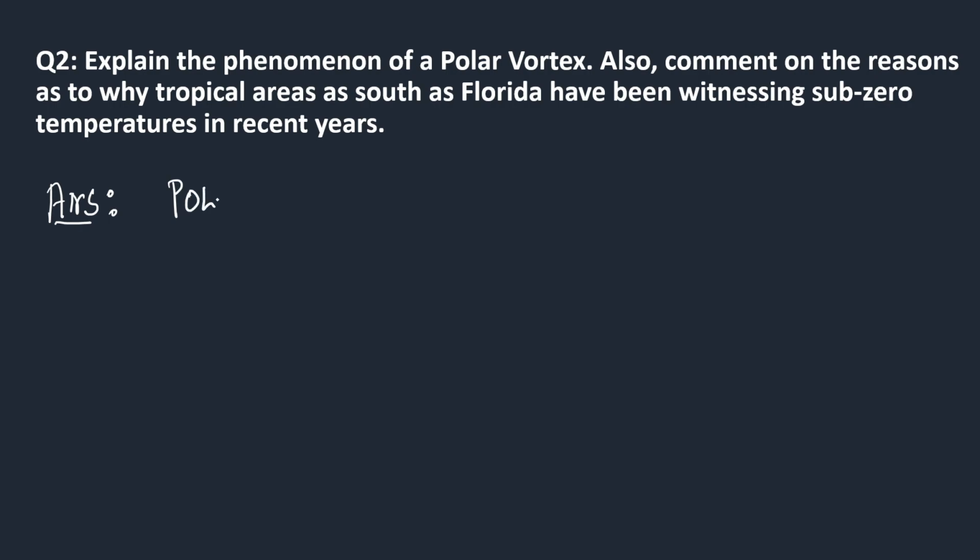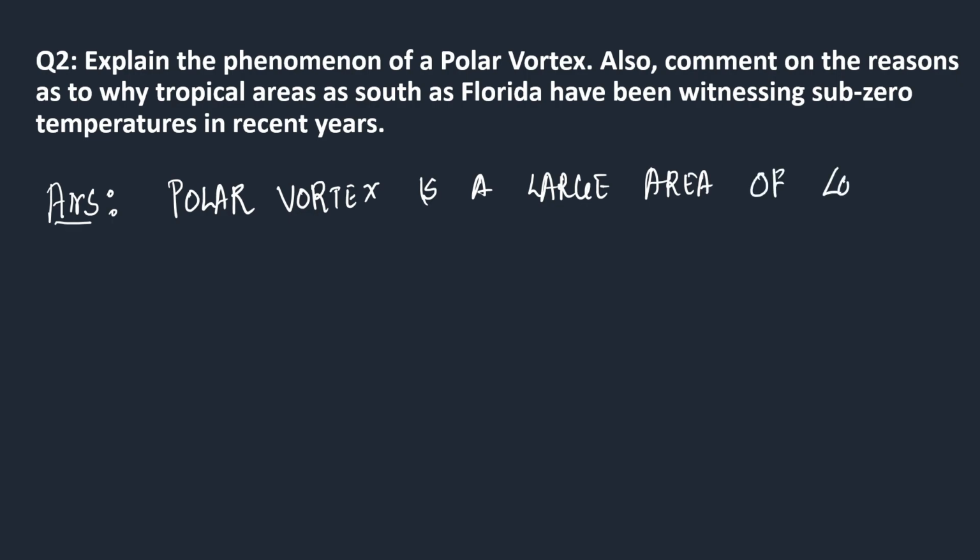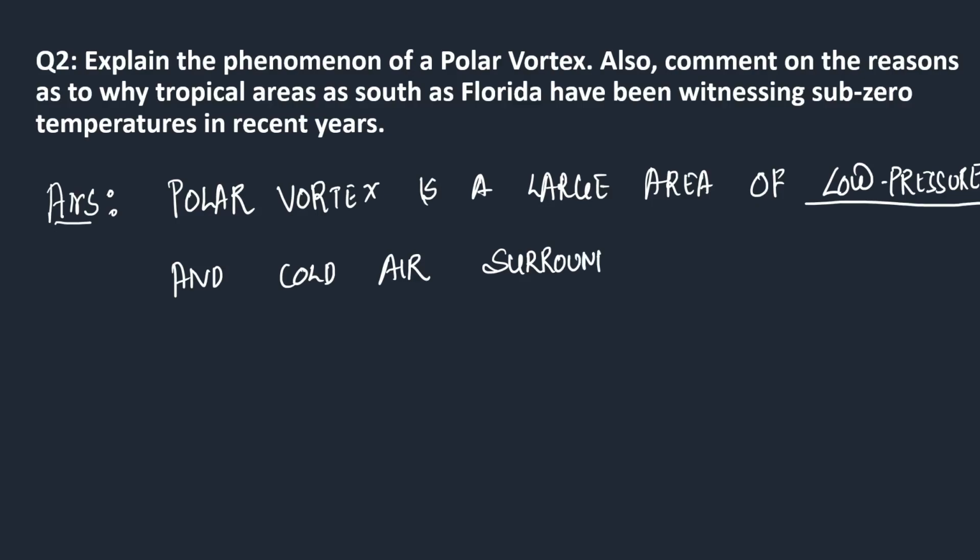So polar vortex is a large area of low pressure. Underline it. You have to show the examiner that this is the keyword here. Polar vortex is a region of low pressure and cold air surrounding the Earth's poles. Okay. Right? So this is the definition.